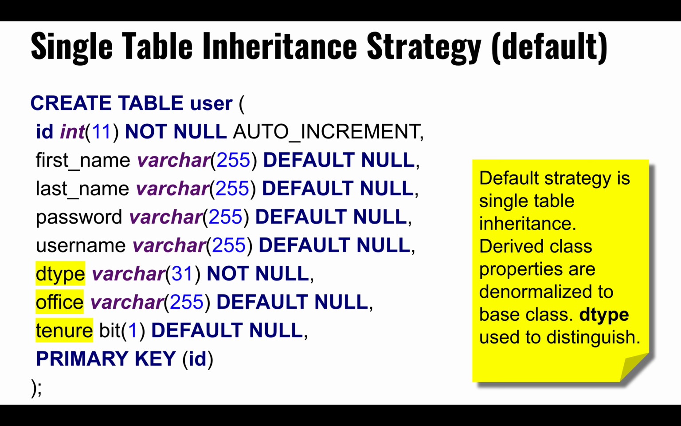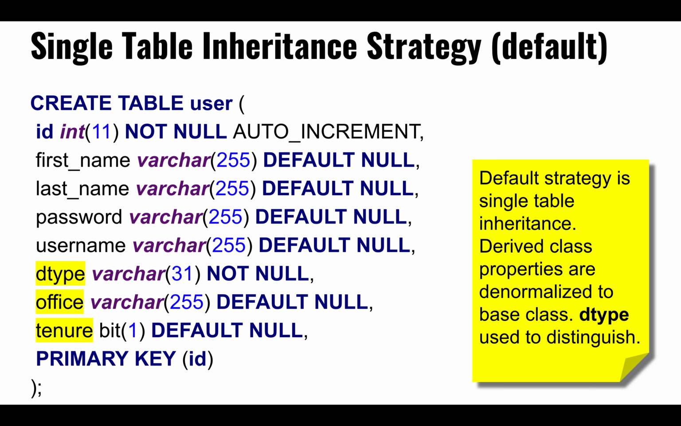The dtype is needed by JPA to be able to distinguish what it should instantiate. If I search for a faculty of a particular ID, it needs to know that indeed it found a faculty. And for instance, if you do a query that says, give me all the users or give me all the faculty, it can distinguish. It says, I'll give you the users or I'll give you the faculty, and it distinguishes using this dtype varchar.